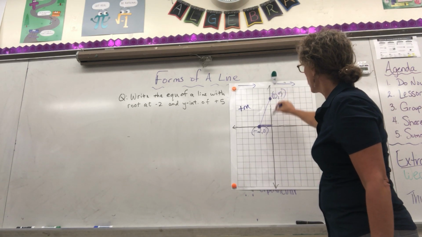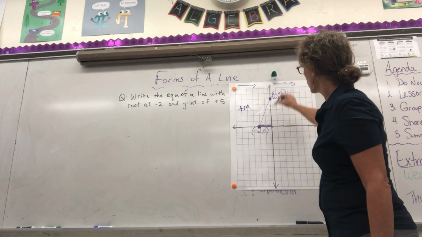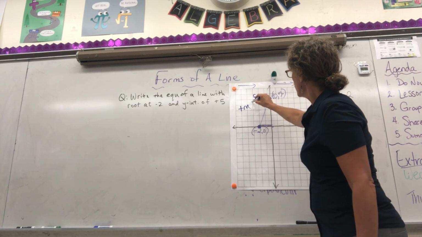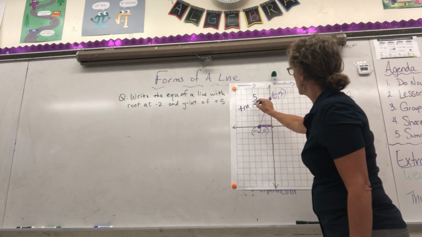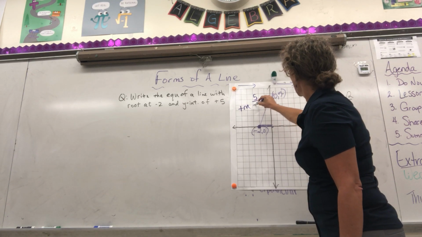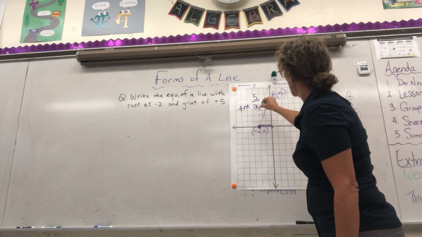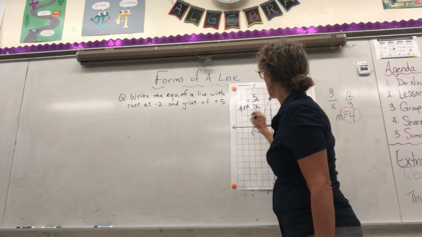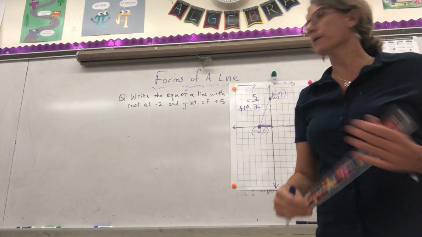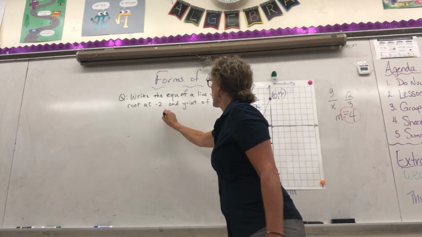Calculate the change in y. This goes up from 0 to 5, so 5 units up, and -2 to 0, that's 2 units over. And so we're going to have a positive slope of 5/2. Okay, our slope is 5/2.